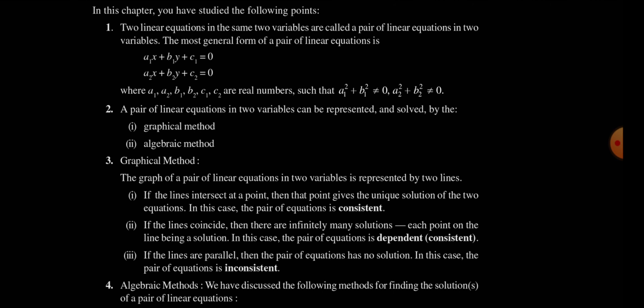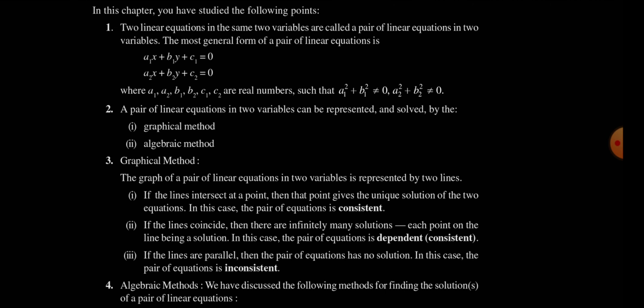Second point. A pair of linear equations in two variables can be represented and solved by the graphical method as well as the algebraic method. Third point, graphical method. The graph of a pair of linear equations in two variables is represented by two lines. First, if the lines intersect at a point, then the point gives the unique solution of the two equations. In this case, the pair of equations is consistent.